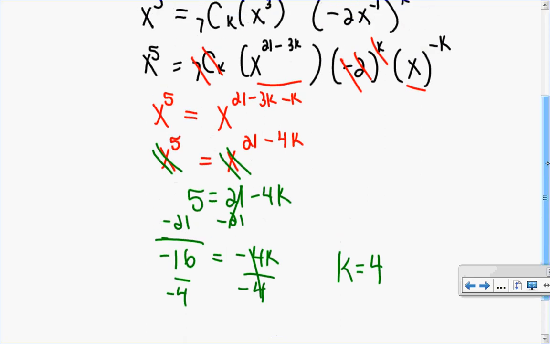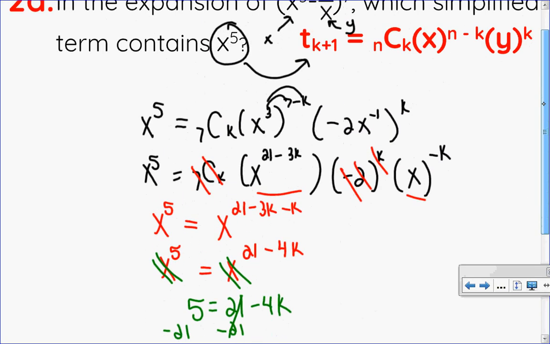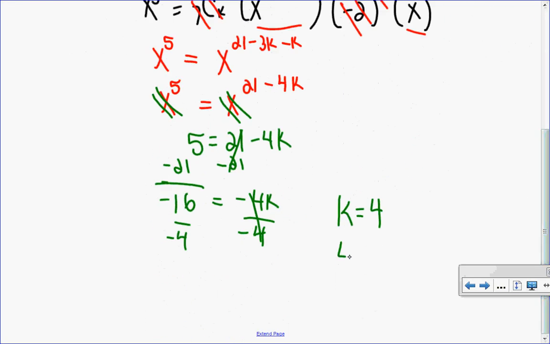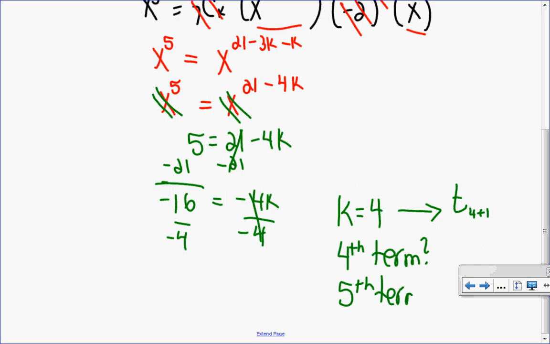The question asked us for what term contains x exponent 5. Does that mean if k equals 4, it is the fourth term? Well, that would not be correct. If k equals 4, remember the term is 4 plus 1. It's actually the fifth term. So the fifth term in that expansion contains the exponent x to the exponent of 5. The term has x exponent 5.